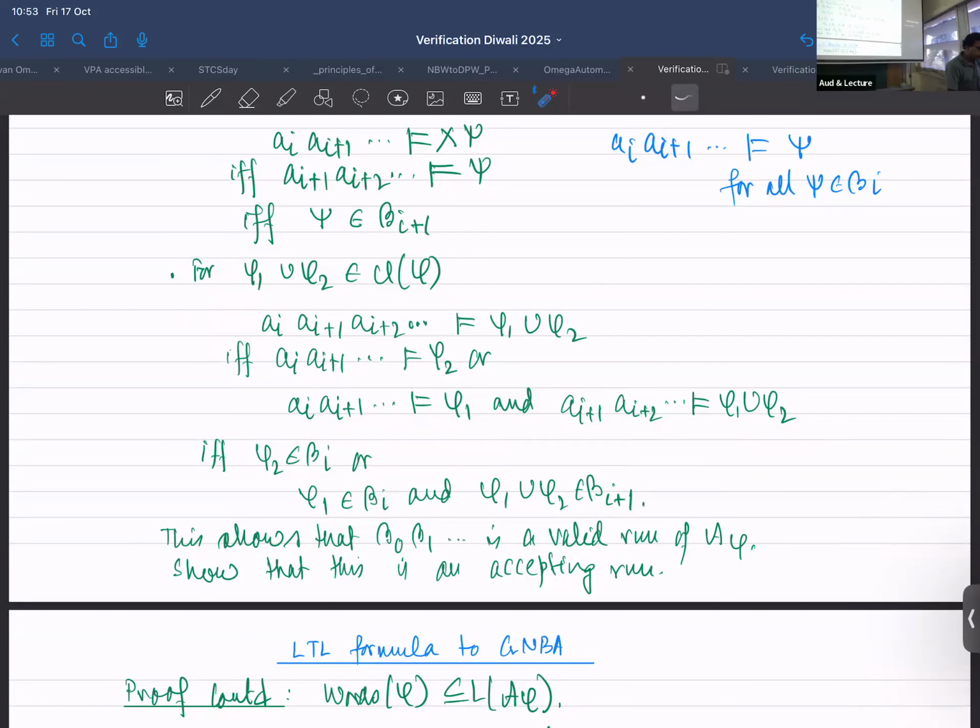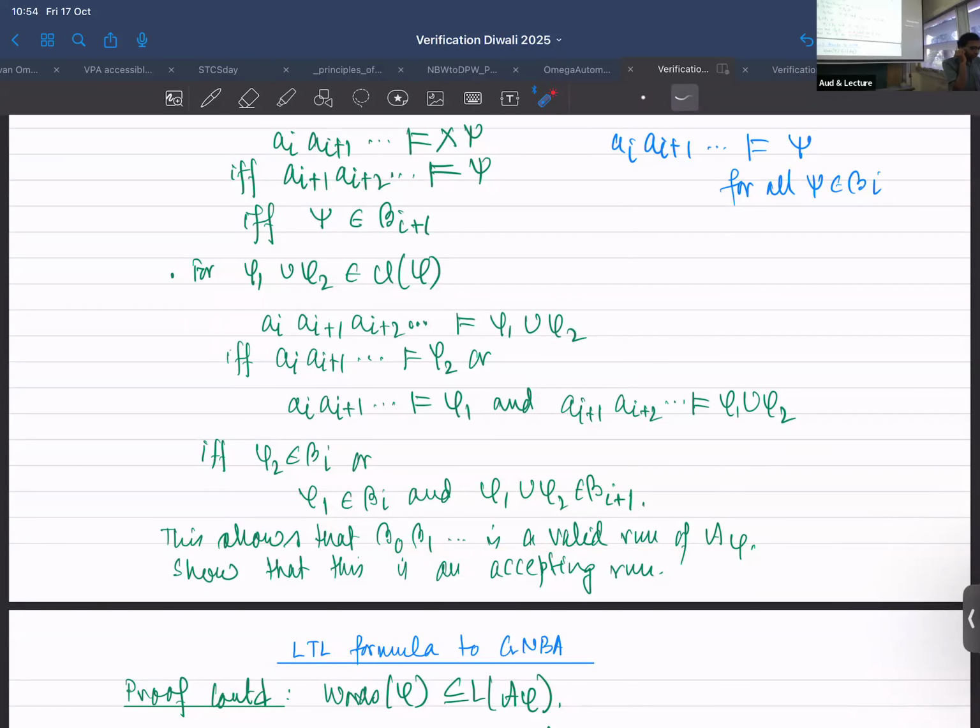So in the first case, either phi 2 belongs to beta i by the definition of beta i, or phi 1 belongs to beta i and phi 1 until phi 2 belongs to beta i plus 1. And again, if you recall the construction of the automaton, under such a case we indeed have a transition from beta i to beta i plus 1. So this shows that this is indeed a valid run of phi. This is one part we did.